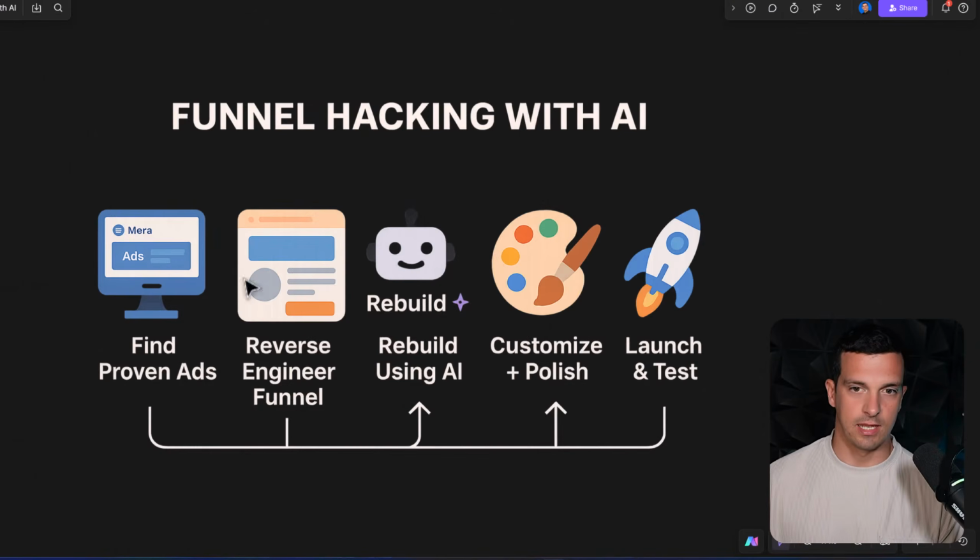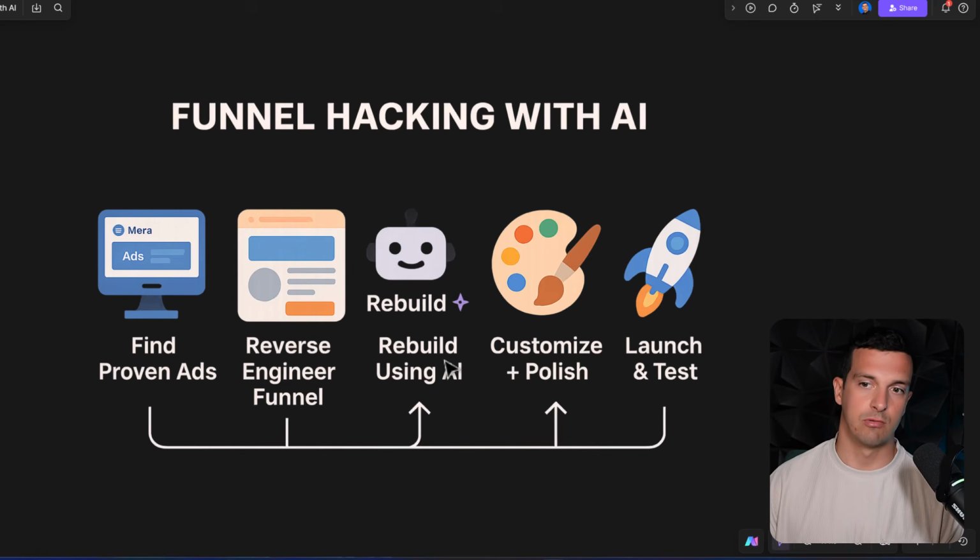Funnel hacking with AI. First step is to find the proven ads. We're gonna be using a really nice method with finding Meta ads that have been running for months and months, which means they're spending money for a long time. They have been published like 3, 4, 5, 6 months ago and still running. This is a huge indicator that they have a profitable ad strategy, profitable funnel. Okay, then we're gonna reverse engineer their funnel, see what they're doing, and try to find a few funnels that we like, that we want to recreate.